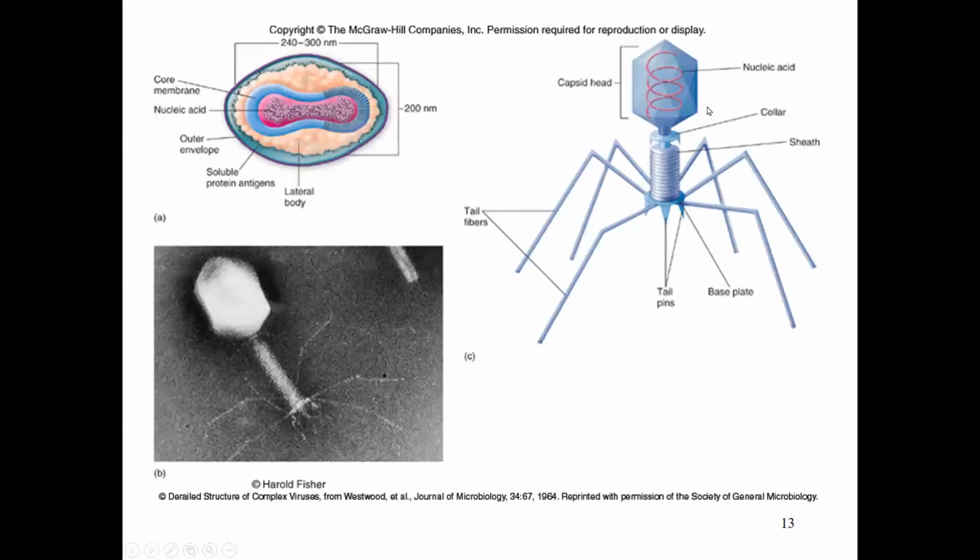Bacteriophages here, you can see you have your capsid head, this collar, this sheath, the tail pins, and almost what looks like spider legs, tail fibers. Essentially, think about bacteriophages as viruses that could inject viral DNA into another cell type, typically a bacteria.